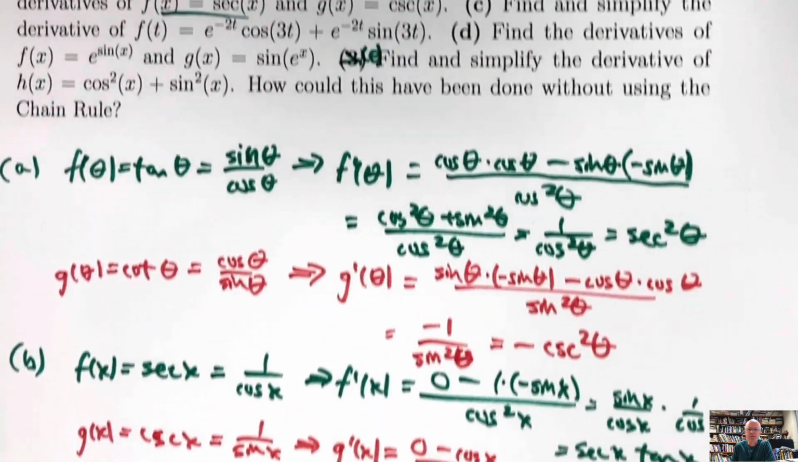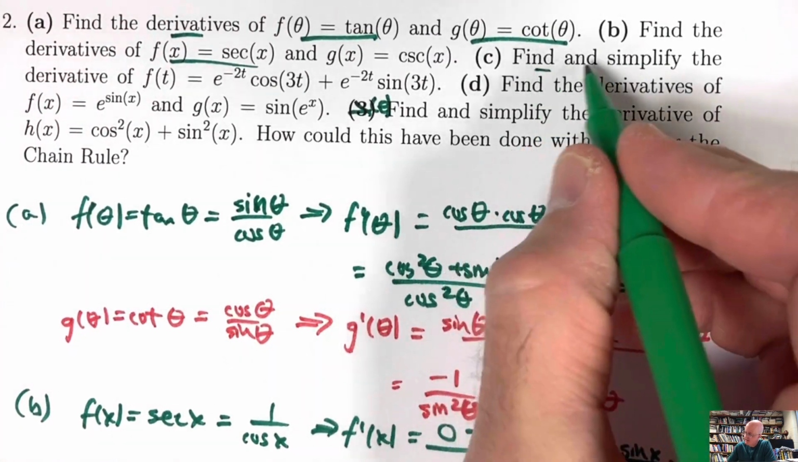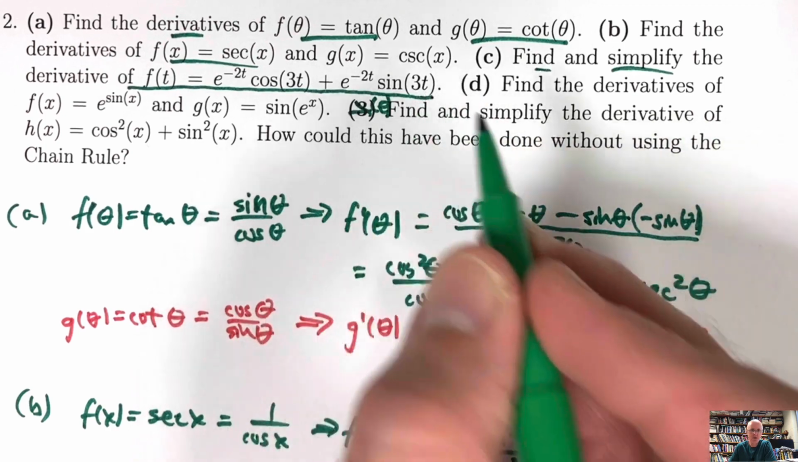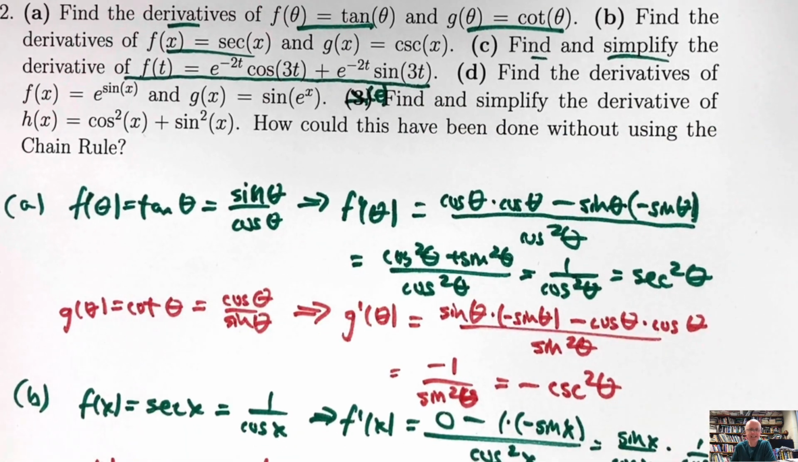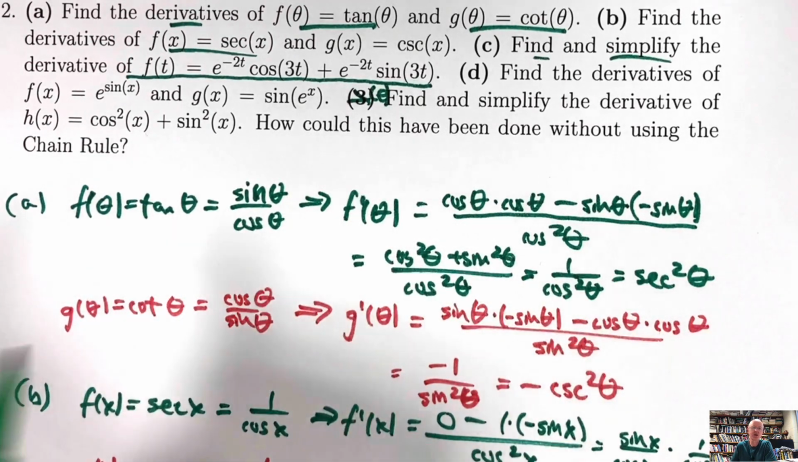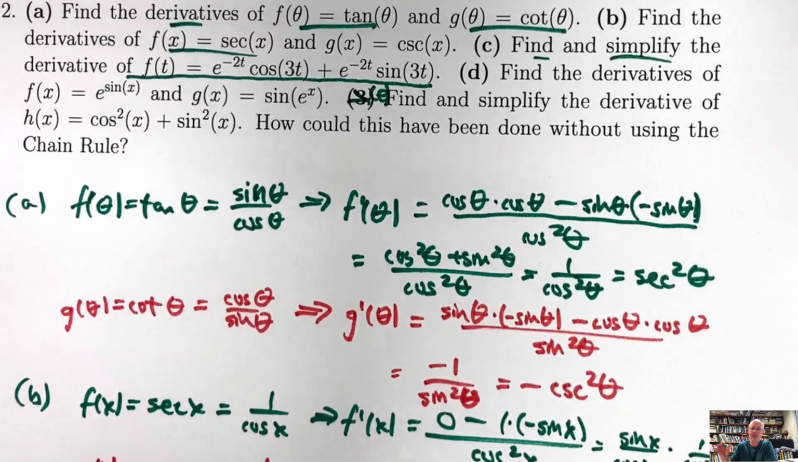All right, part C. Find and simplify the derivative of f of t equals e to the negative 2t cos 3t plus e to the negative 2t sine 3t. Yikes. Kind of complicated. Need the product rule and the chain rule as well as what we just found with derivatives of cosine and sine. So it's a pretty important kind of function. Comes up in a lot of applications with, for example, an oscillating mass on a spring, where the oscillations get smaller and smaller over time because of friction, essentially.